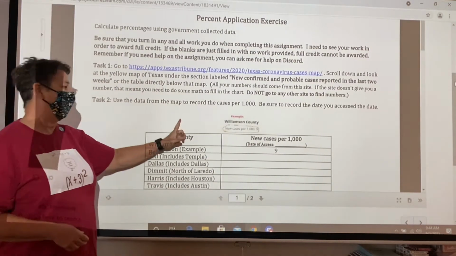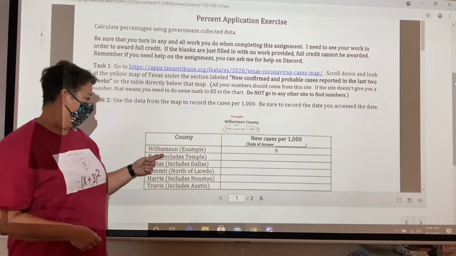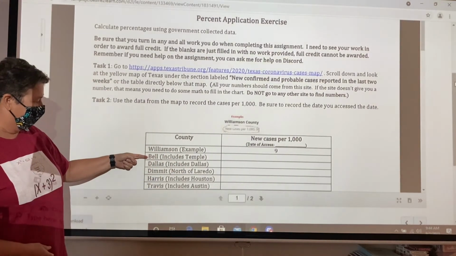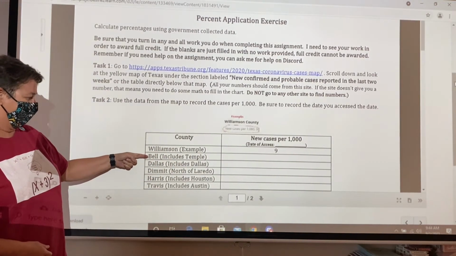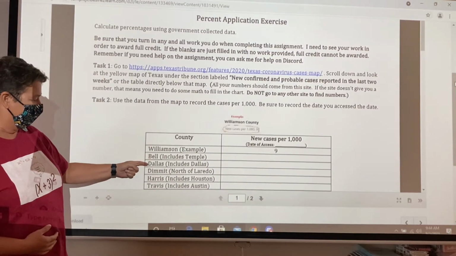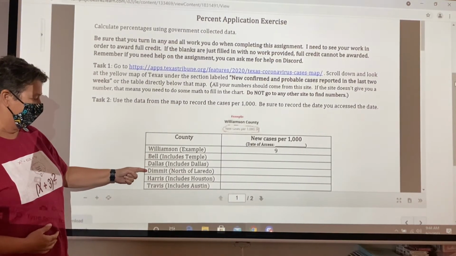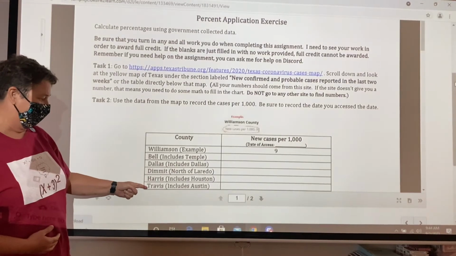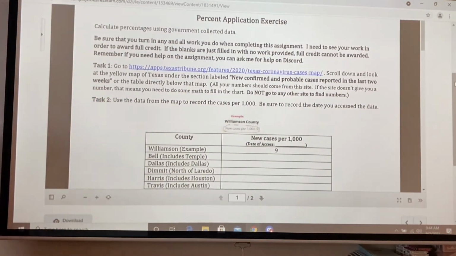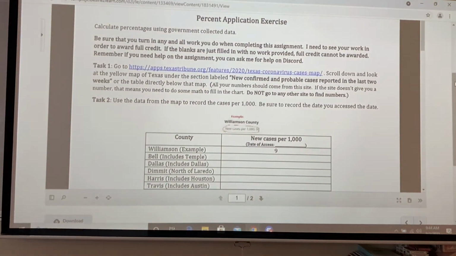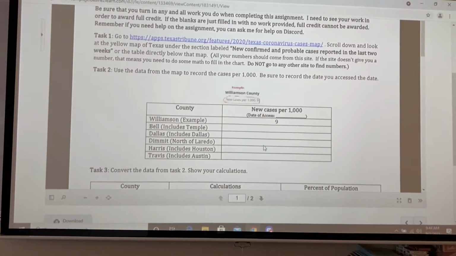So there's going to be a map I'm going to show you here in a second. You're going to be looking at these counties on the map: Bell County, Dallas County, Dimmitt County, Harris County, and Travis County. And it's going to give us some information about how many cases there have been in the last 2 weeks in each of those counties.